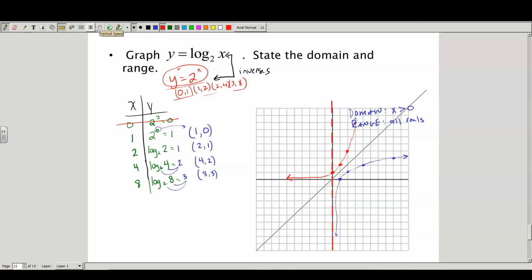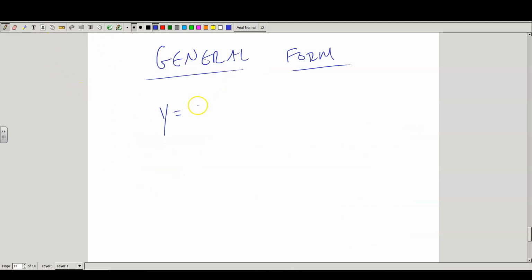Now we're going to learn how to graph these log functions a little bit more efficiently. And to do that, we're going to look at the general form. So for the general form, we're going to say that is y equals a log base b of x. So we have some base, we have some input. Now this is like the base function.